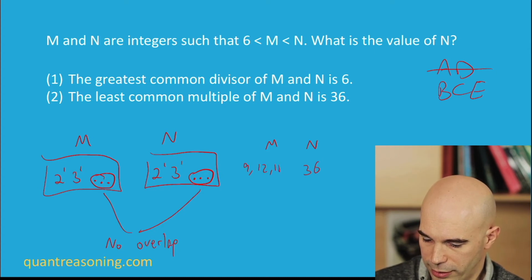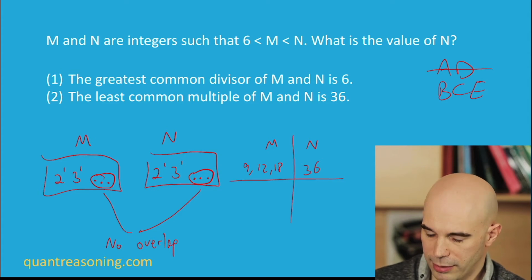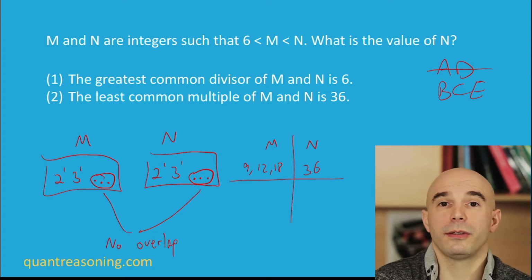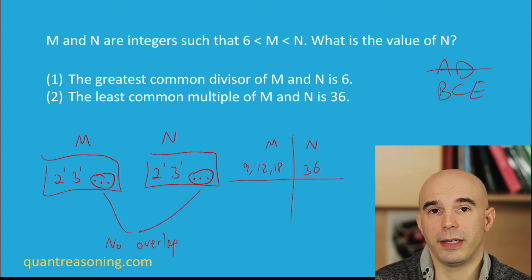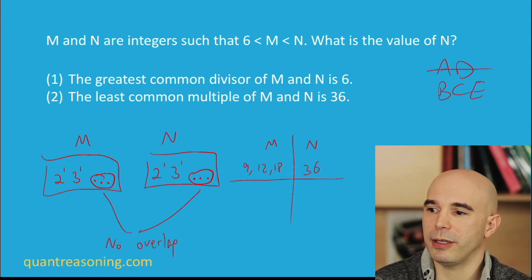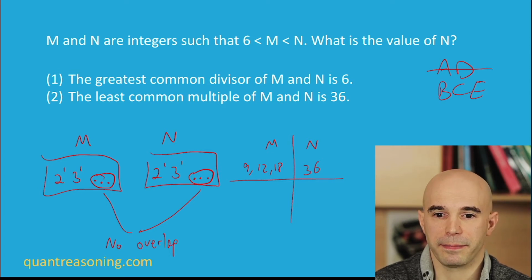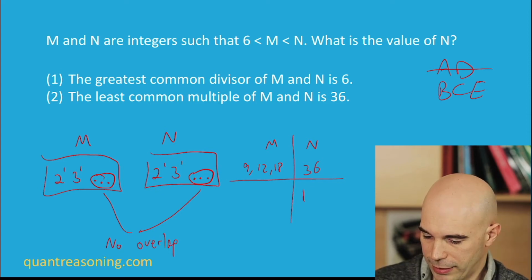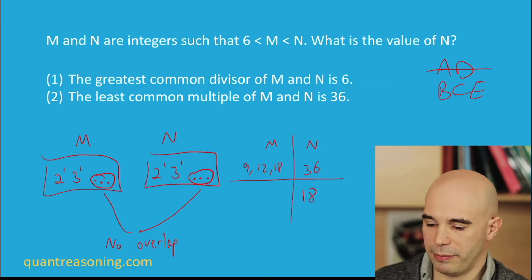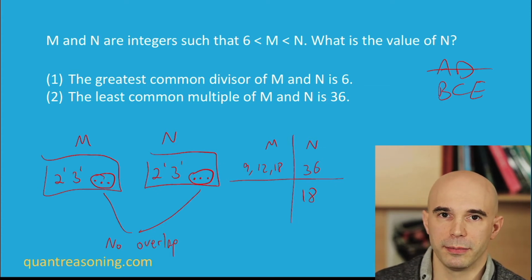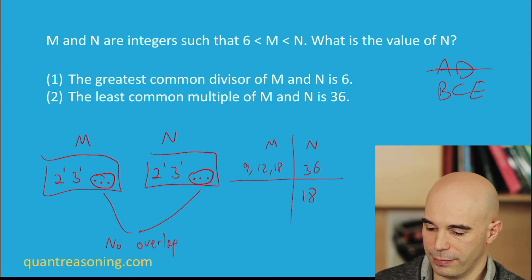Nine, 12, or 18. Now, those all lead to the same answer. Those all lead to the answer that n is 36. So we just need to consider, is it possible that n is some other number other than 36? If n is 18, what would that mean for m, given that we want their least common multiple to be 36? 12.